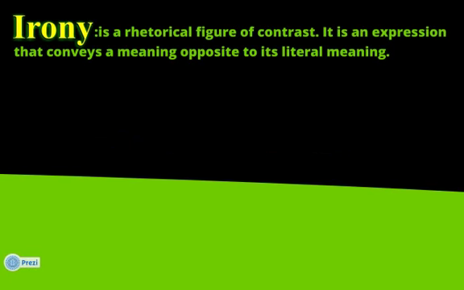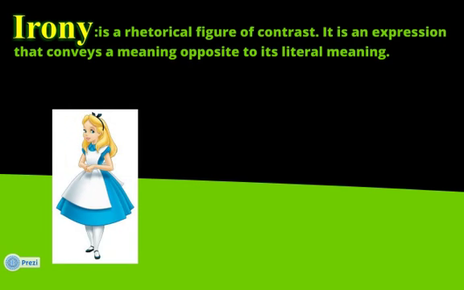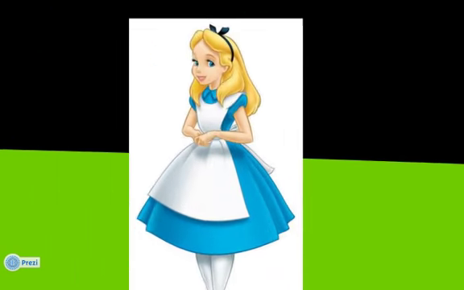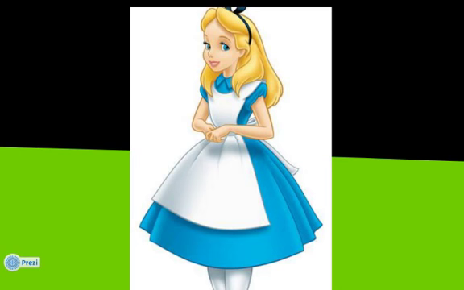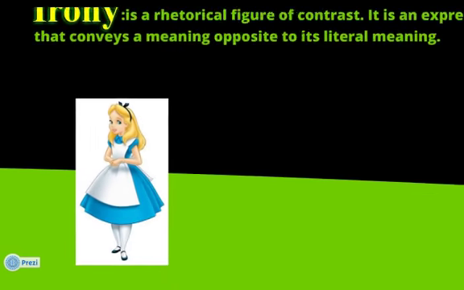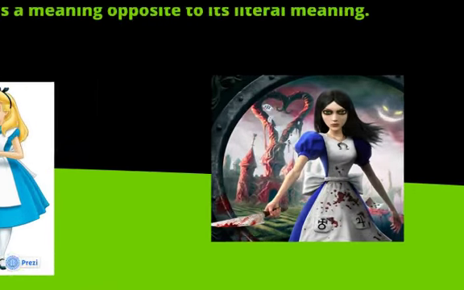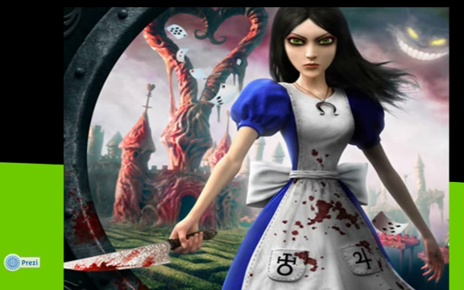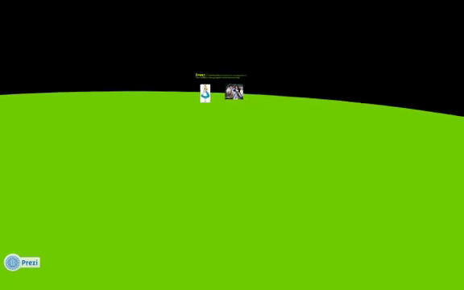Irony is a rhetorical figure of contrast. It is an expression that conveys a meaning opposite to its literal meaning. Back to Disney's Alice. She is an innocent-looking child with a coy grin on her face. She even holds her hands together as if she is scared or embarrassed. On the other hand, Alice from Alice: Madness Returns has jet black hair, angled eyes of wrath, not to mention she's wearing a blood-drenched dress and wielding a bloody knife, an extreme dichotomy of one little girl.